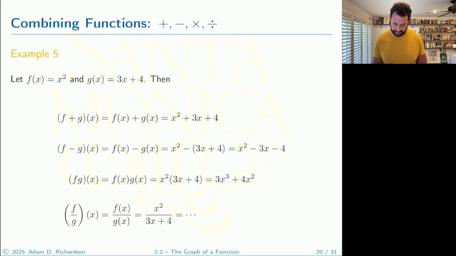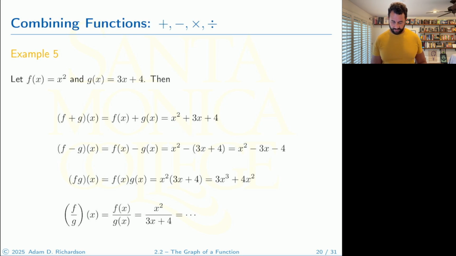So, walking through it carefully, f plus g of x is adding the outputs, but the output of f is x squared, and the output of g is 3x plus 4. So this is what f plus g of x looks like. Not too bad. There's no simplification we can do. We're just done at that point.